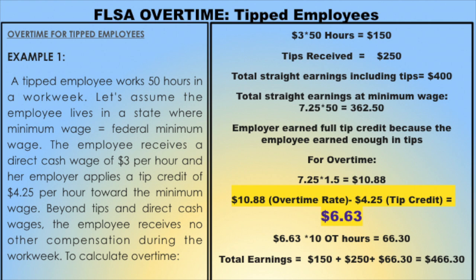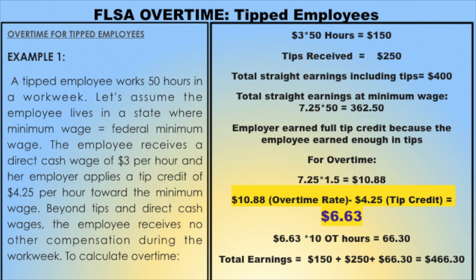So, the first step is to multiply the regular minimum wage by time and a half to get the overtime minimum wage. Then subtract the tip credit from the total overtime minimum wage. And the last step is to multiply the overtime hours by that rate. So let's understand these steps with an example.